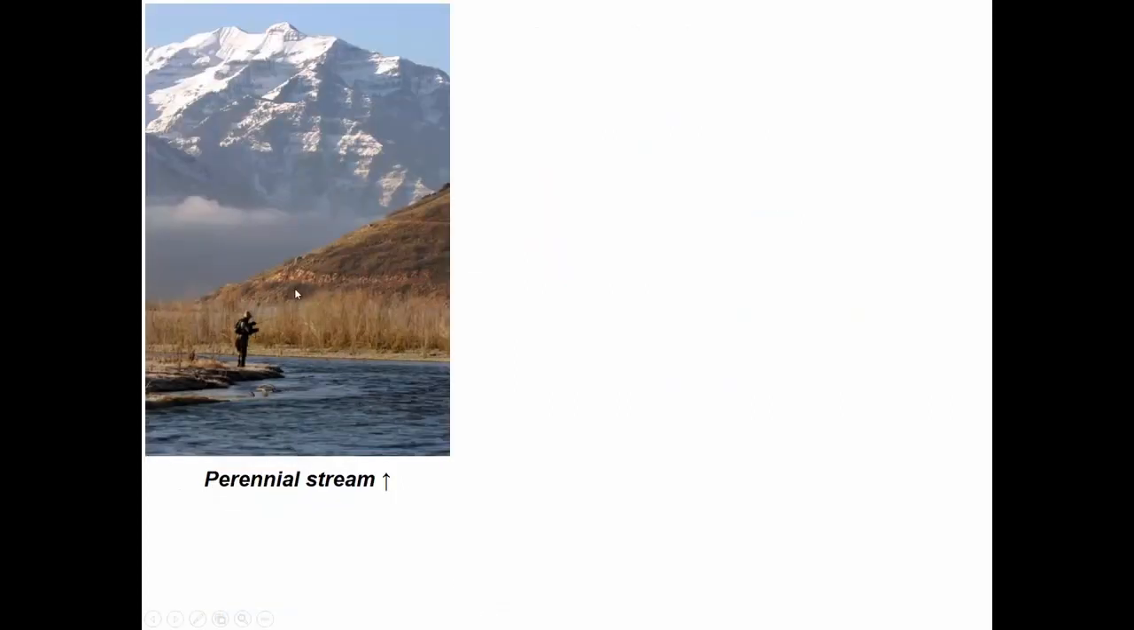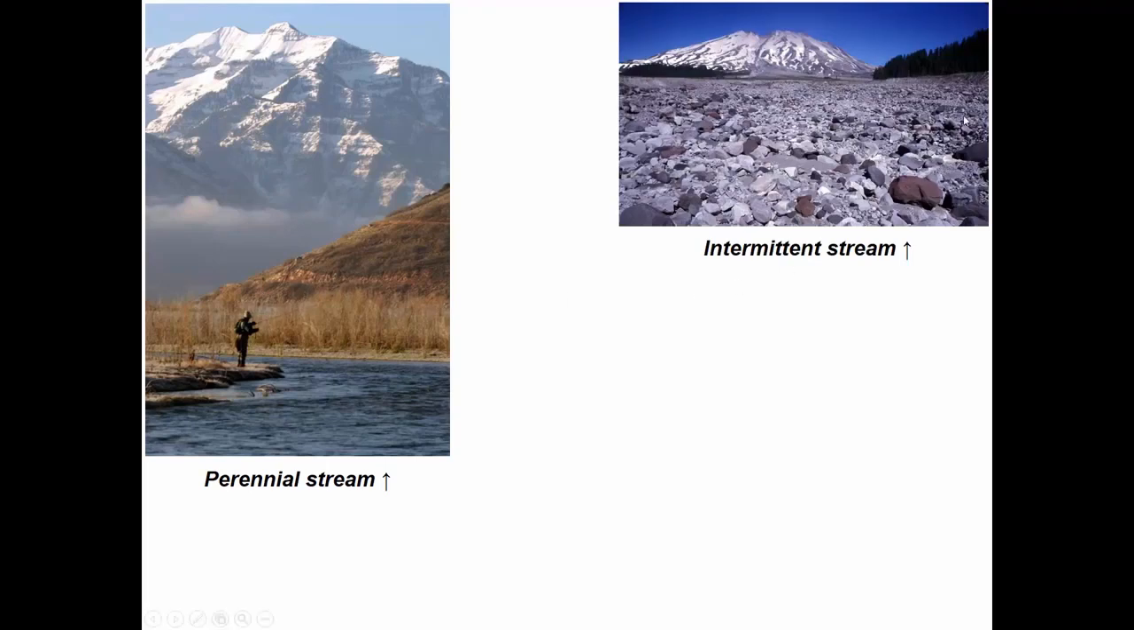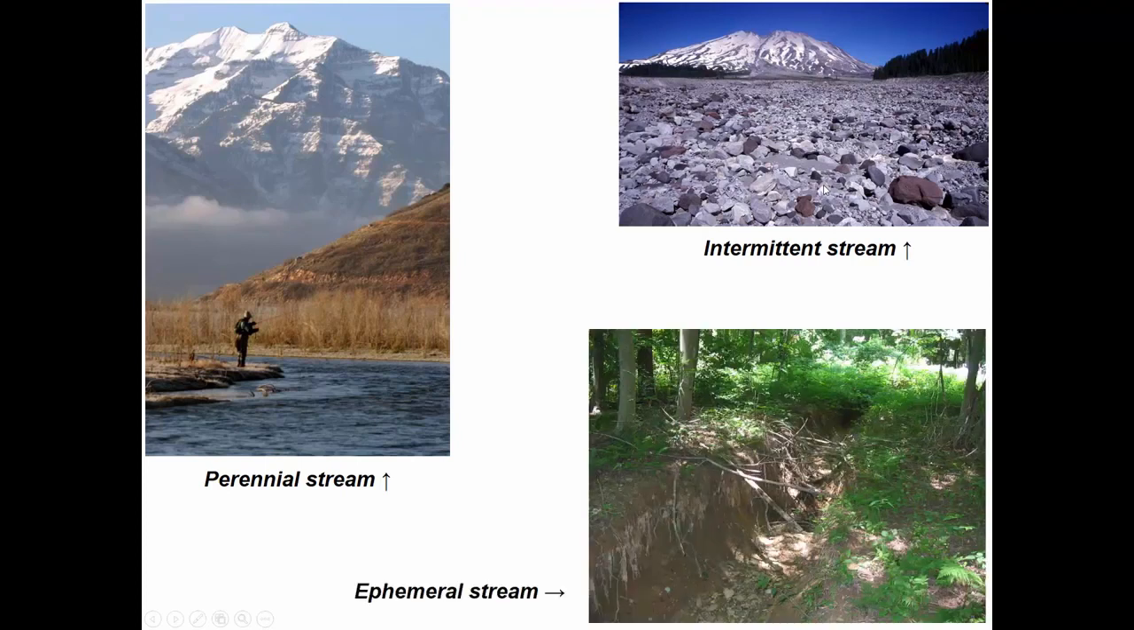So here's a picture of a perennial stream. This is the Provo River, which is kind of famous for trout fishing. An intermittent stream, where we're not going to see water except during a rainy season. And then an ephemeral stream. This one is a ditch that's only going to receive water in the moments immediately after a rainfall event.